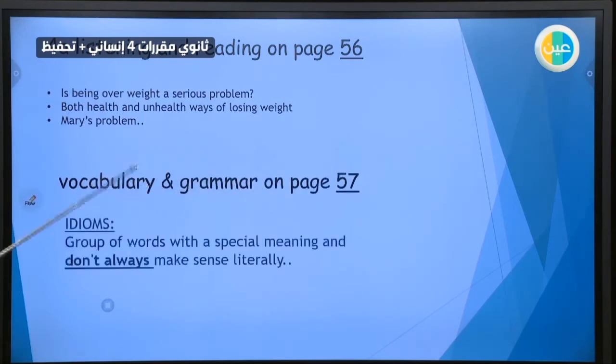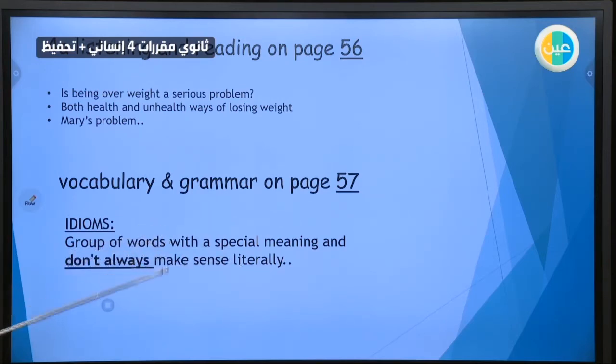With vocabulary, we have idioms. What is an idiom? A group of words with a special meaning that do not always make sense literally. For example, a piece of cake means easy.